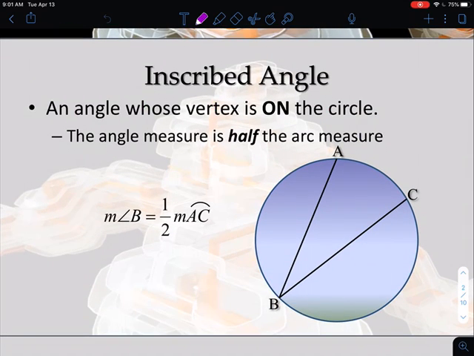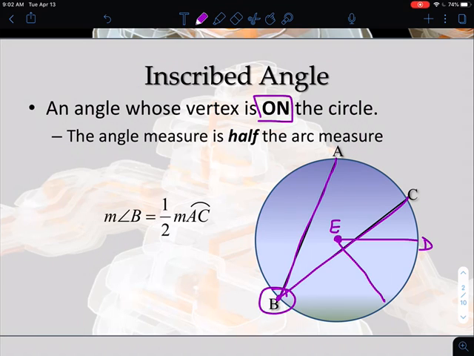So the first thing, an inscribed angle. So any angle whose vertex is on the actual circle. So the vertex, the corner, has to be on the actual circle. So if we look at the picture below here, angle ABC, we see that the vertex B is actually on the physical circle itself. Okay? Now that's different than what we had before, where we had a central angle, like say angle DEF. So notice in this case, the central angle has that vertex in the center.